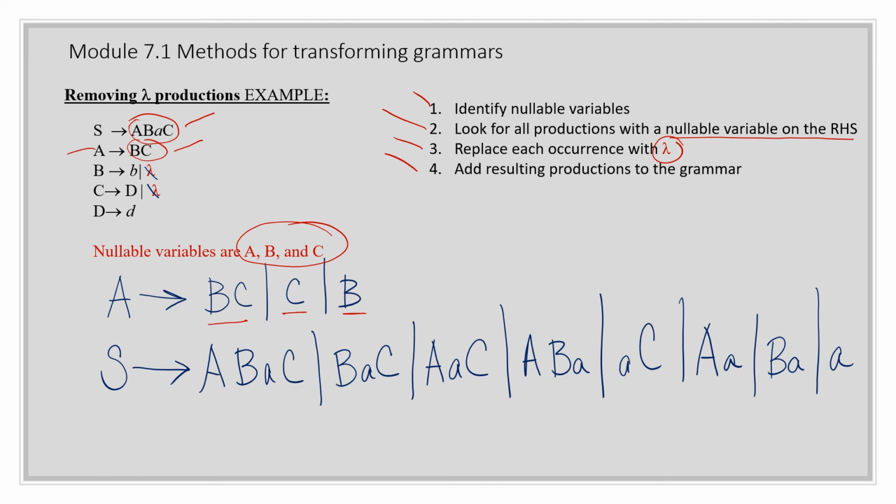So we keep our first production, A, B, A, C. I replace A with lambda, and that gives me B, A, C. Then I replace B, and that gives me A, A, C. Then I replace the C, and that gives me A, B, A. Then I have to do two of them. I replace the A, B, that gives me A, C. I replace the B, C, that gives me A, A. I replace the A, C, which gives me B, A, and then I do all three, A, B, and C, which leaves me with the single A. So that's the method and the procedure for doing that.